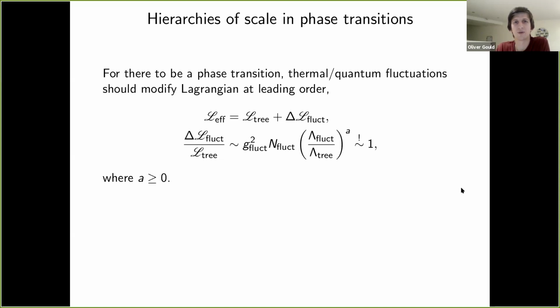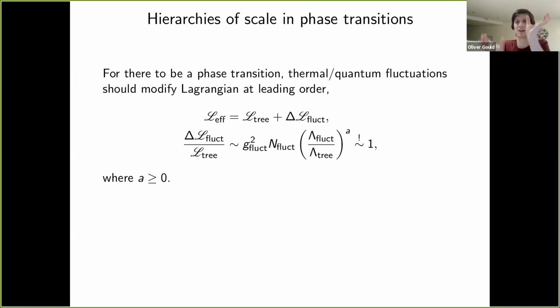But for EFT to work, you need a hierarchy of scales. And I'm going to argue here that it's actually not such a crazy idea that there would be a hierarchy of scales. So for there to be a thermal phase transition, you need the thermal fluctuations or quantum fluctuations to modify the Lagrangian at leading order. This is not completely true in all possible cases, but it's mostly true. The idea is that these fluctuations should change the phase structure of your Lagrangian, of your potential.